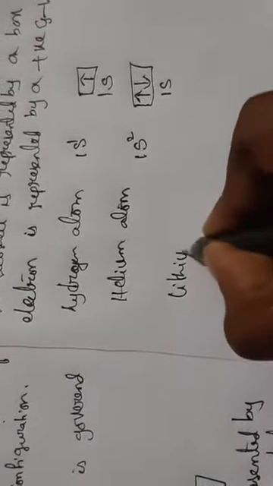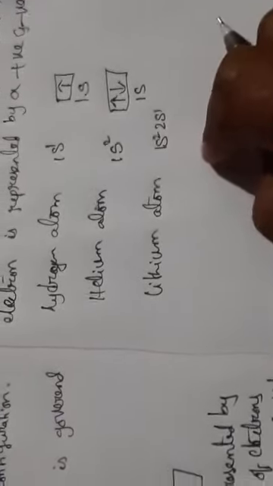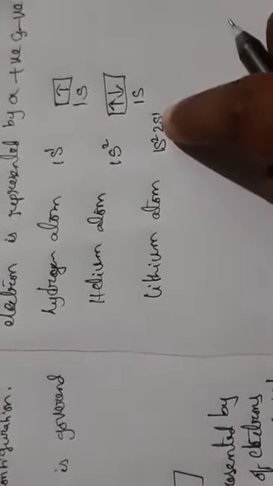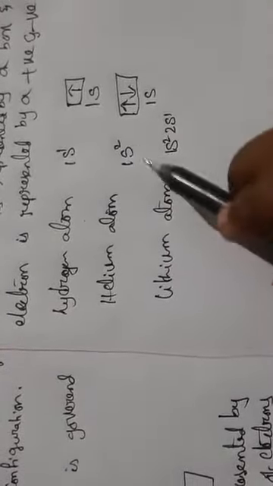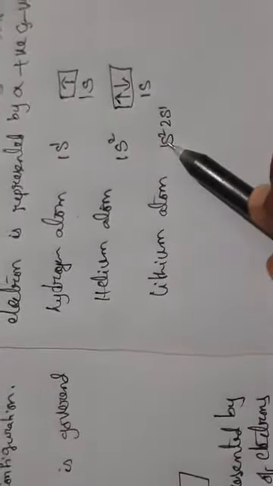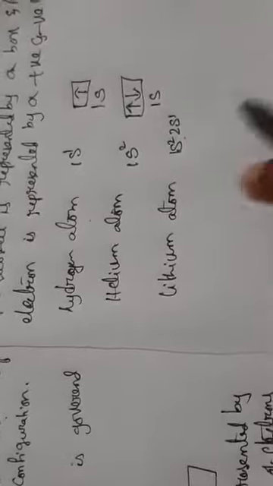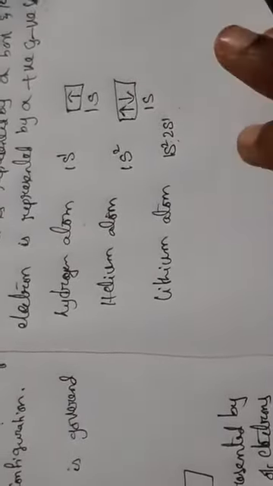And the third electron, if you take a lithium atom, the configuration is 1s2, 2s1. So lithium's third electron is not allowed in the 1s orbital. In the hydrogen atom, one electron is in 1s, and in the helium atom, the second electron is also in 1s. But the third electron in the lithium atom will not enter the 1s orbital. Why? Because of Pauli's exclusion principle.